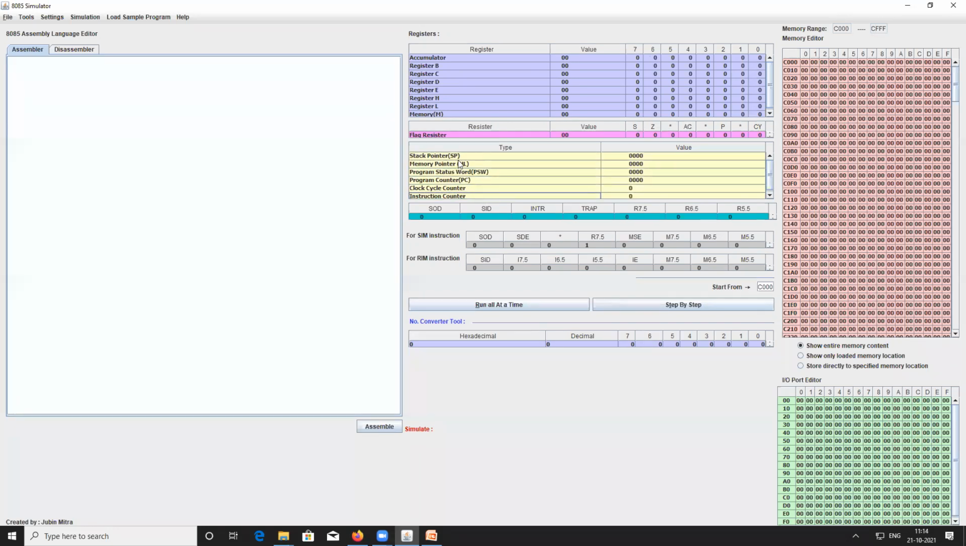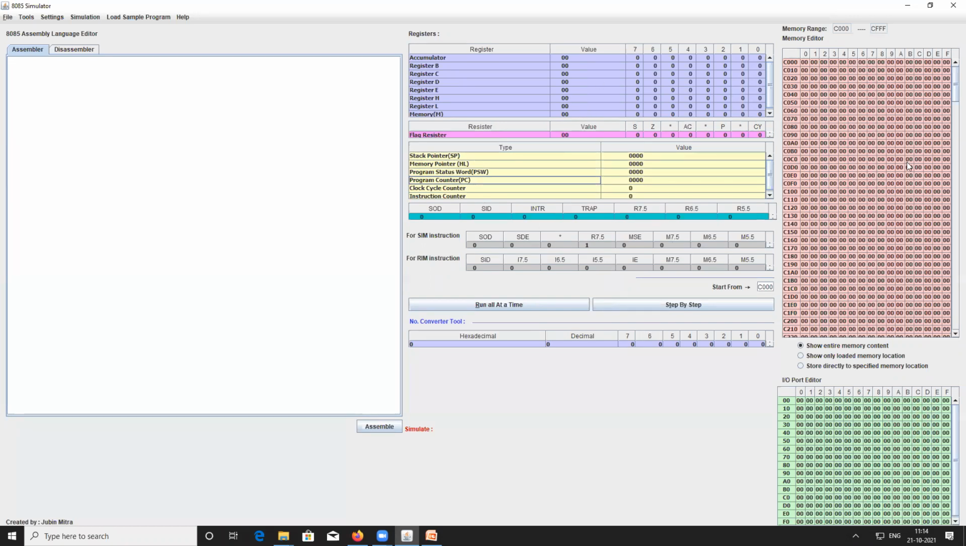We require the stack pointer for interrupt purposes, and the program counter is for transferring the pointer to the next instruction. Below that there are SIM and RIM, to set interrupt and read interrupt. Suppose you want to set the interrupt or read the interrupt 7.5. We first have to fill these registers.